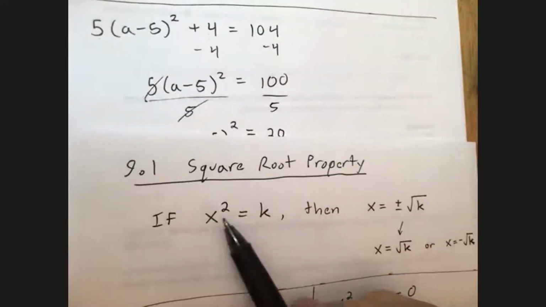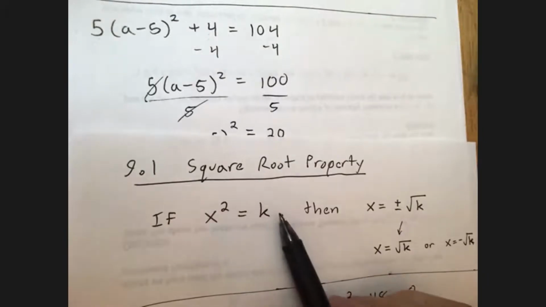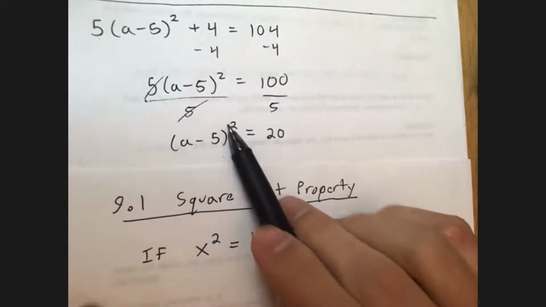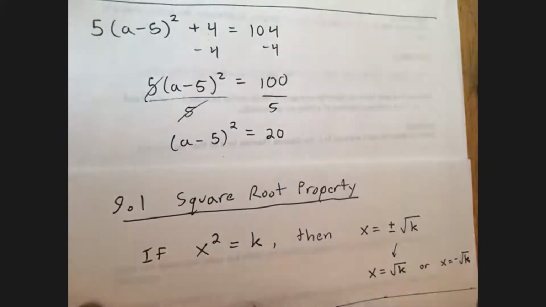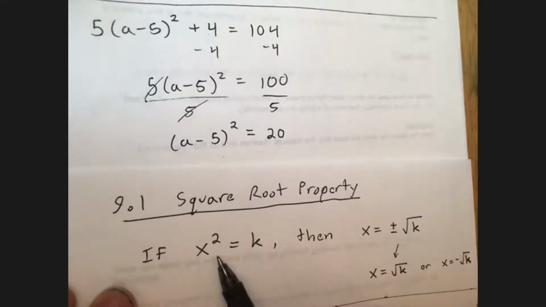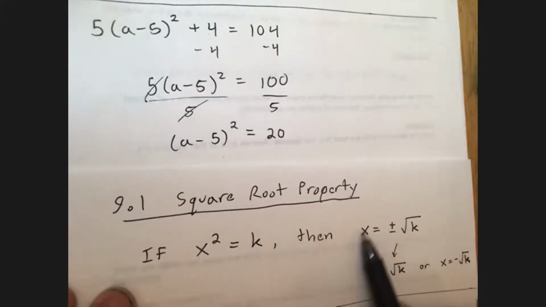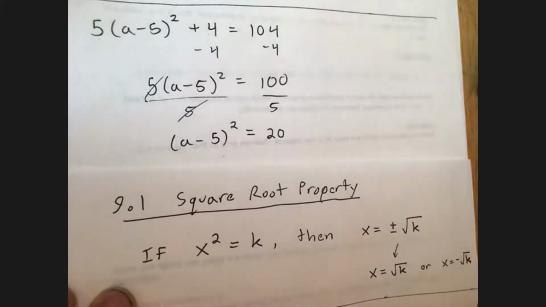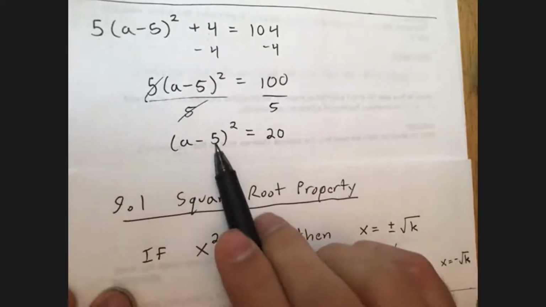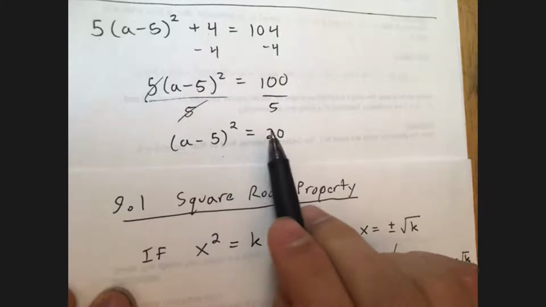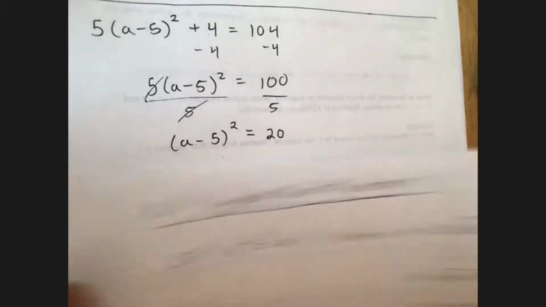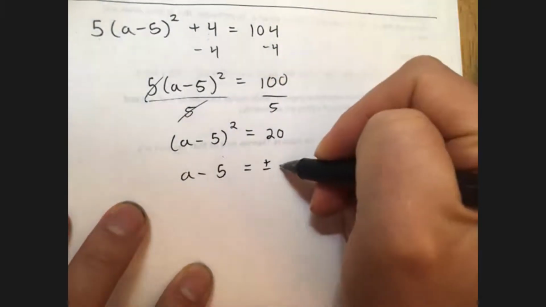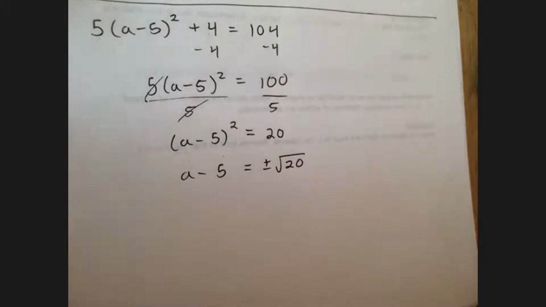We need to have it as something squared equals something. And that's what I've got. Something squared equals something. Right? So now I can use this property. If you have that, then that something, whatever it is, equals plus or minus the square root of whatever was on the other side. So in this case, a minus 5 is going to equal plus or minus the square root of 20. A minus 5 is equal to plus or minus the square root of 20.